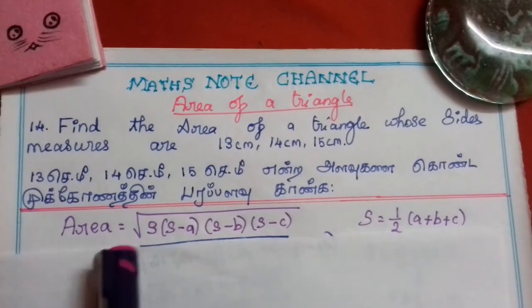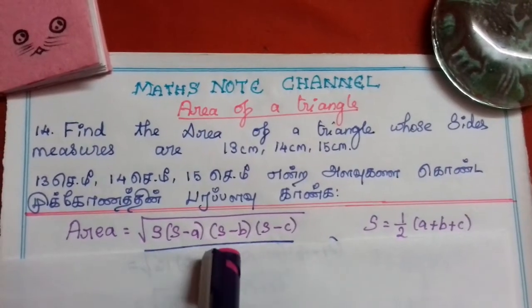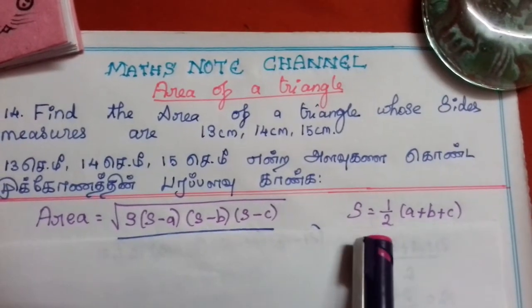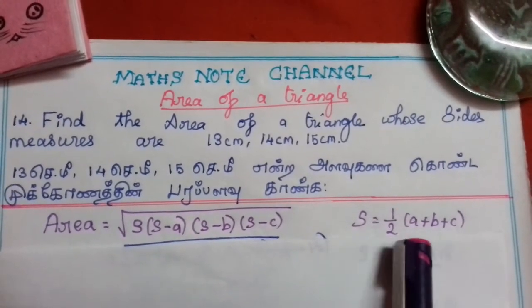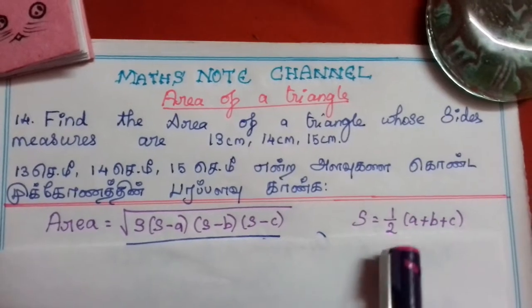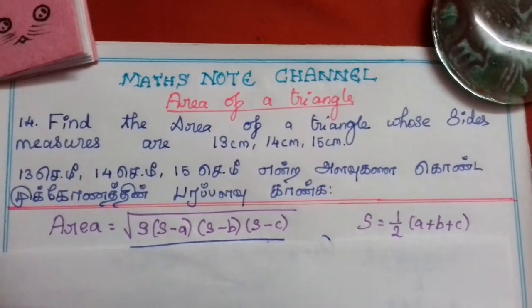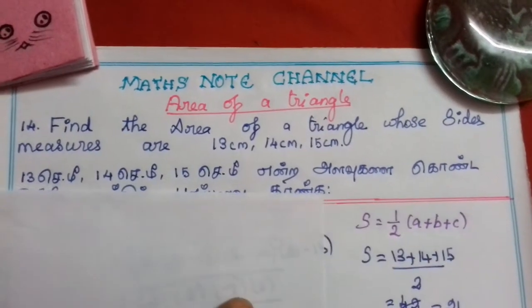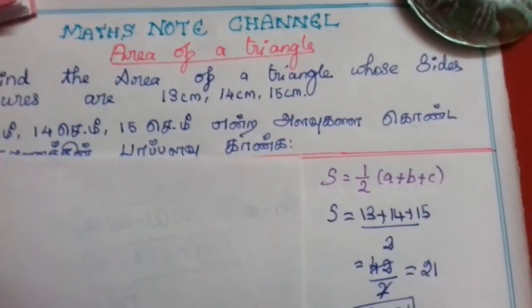Area of a triangle formula is root of s into s minus a into s minus b into s minus c. Then s has a separate formula, s equal to 1 by 2 into a plus b plus c. That means a plus b plus c divided by 2. So first we have to find out the s value.